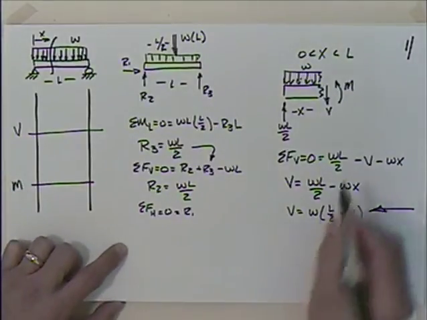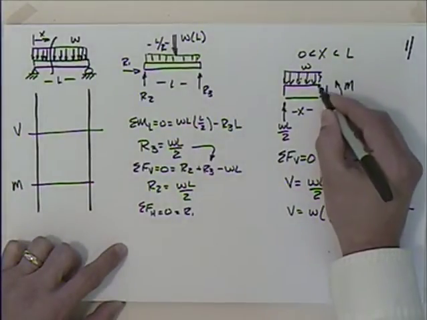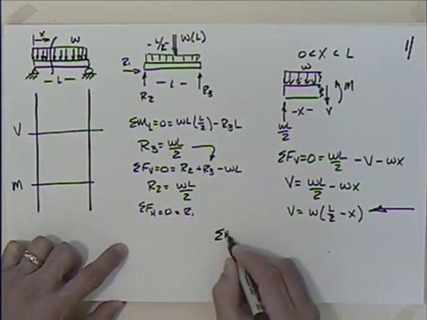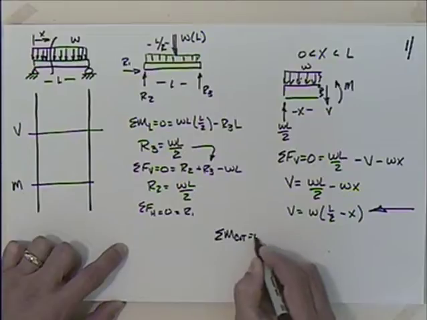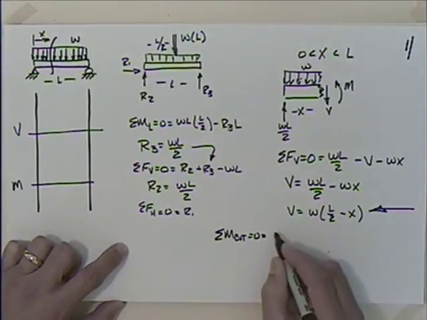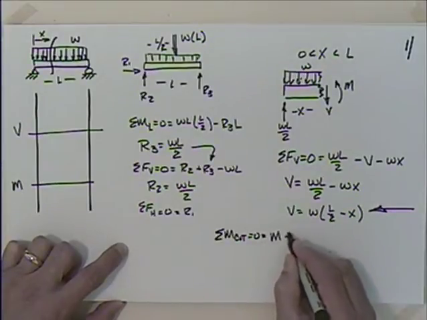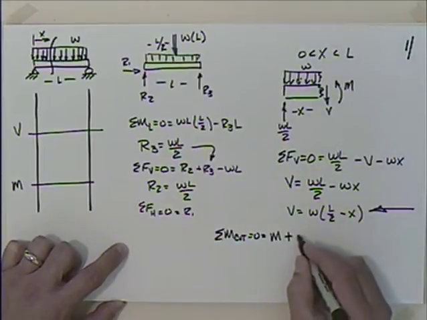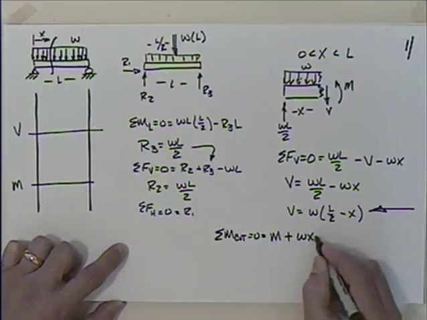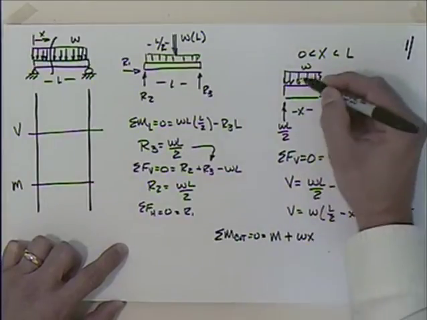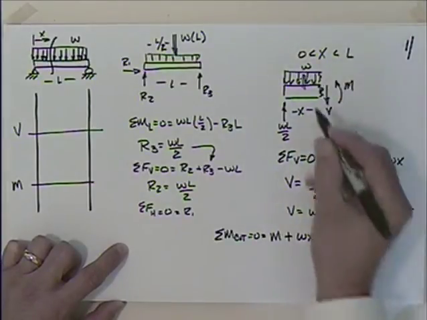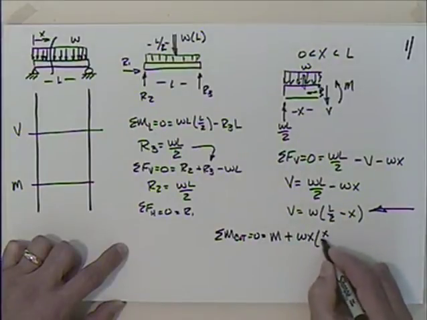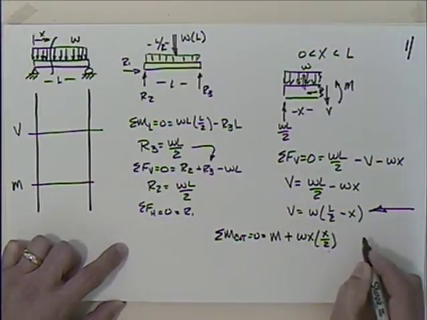If I sum the moment about the cut point, this being the cut point, what do I come up with? So the sum of the moment about the cut point, setting that equal to 0, I'm going to have M plus then W times X. That's the area of this, and it would be acting again at the center of that. So this distance here is X over 2, right? So the distance of X over 2.